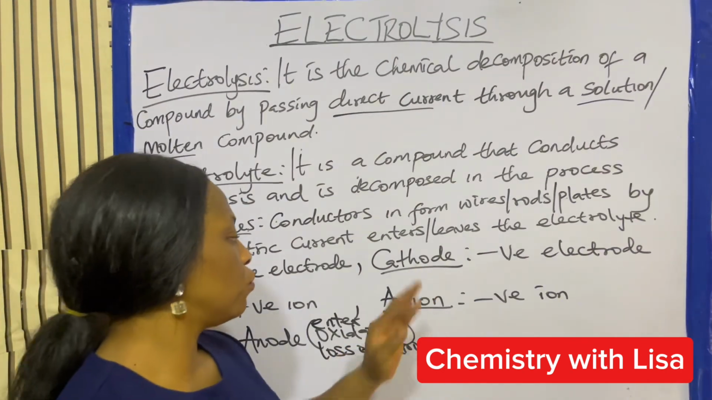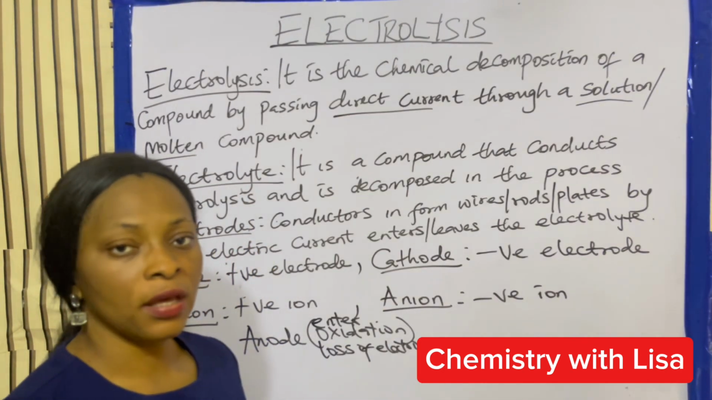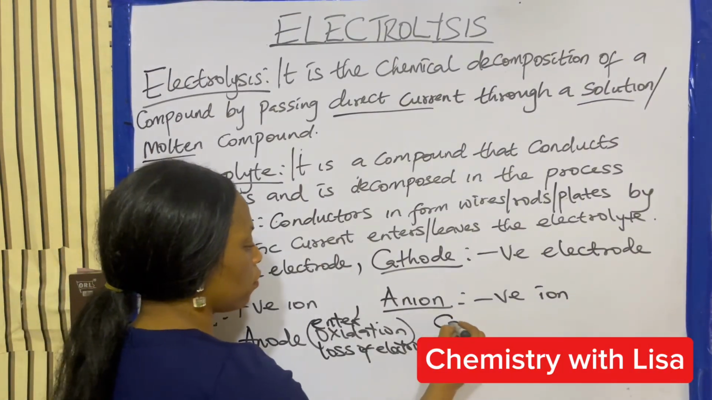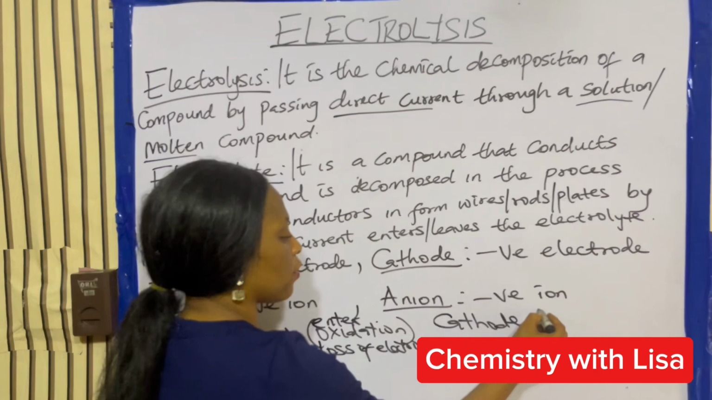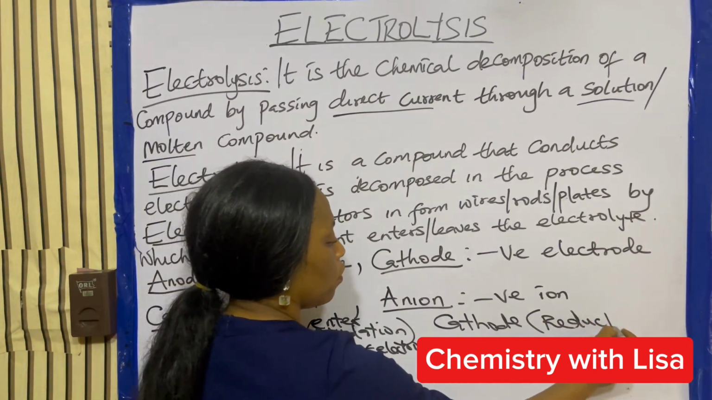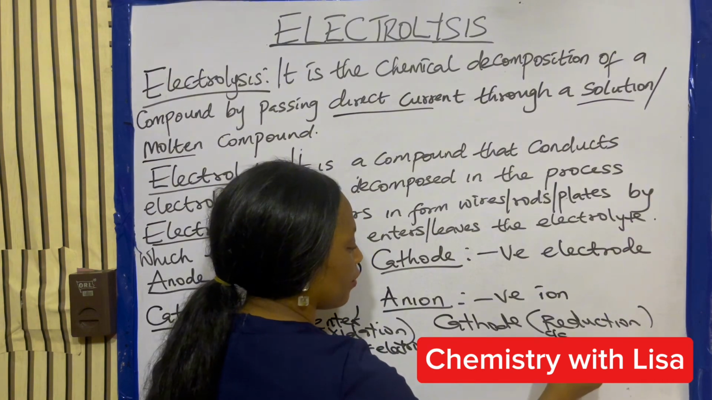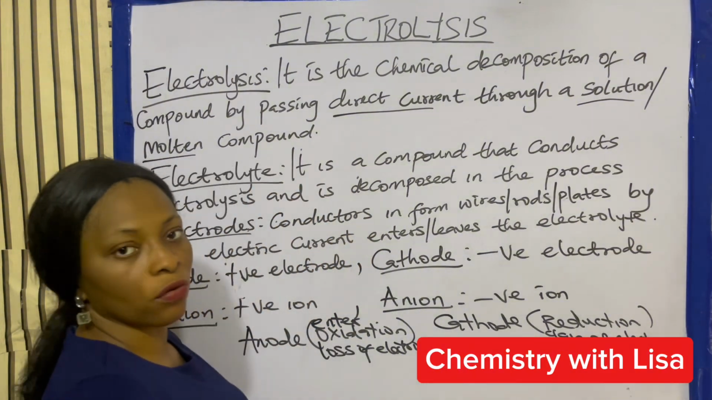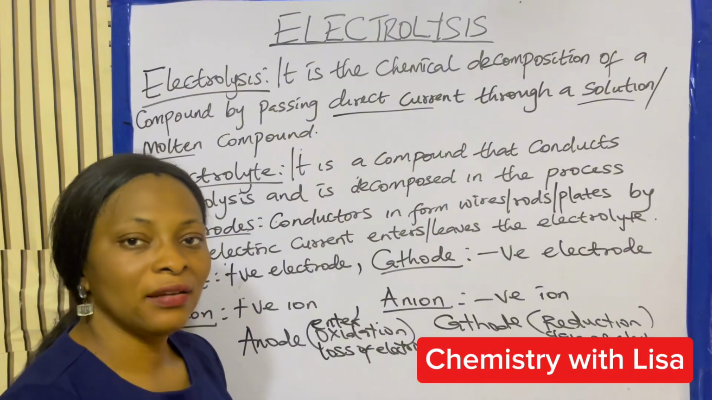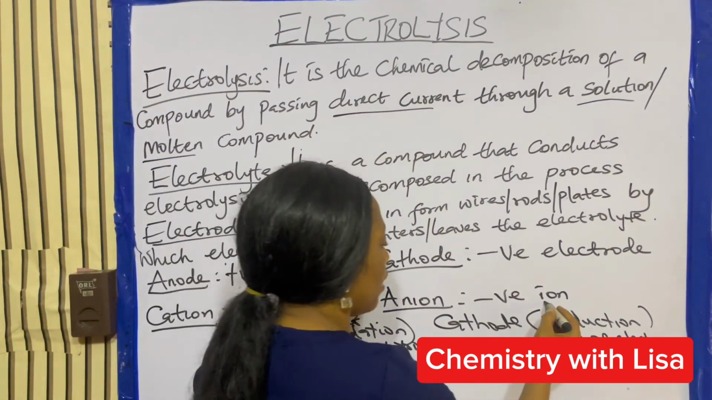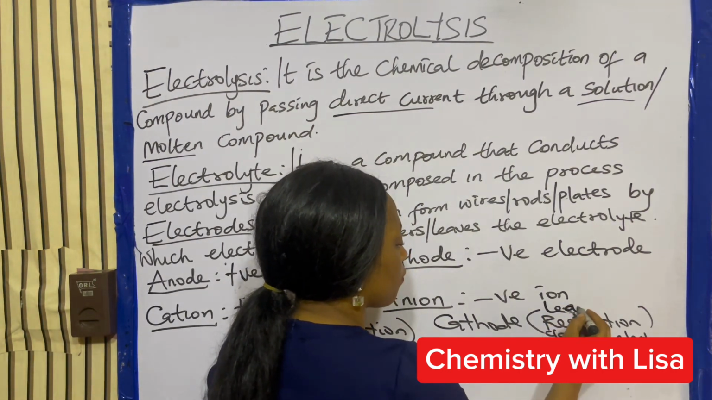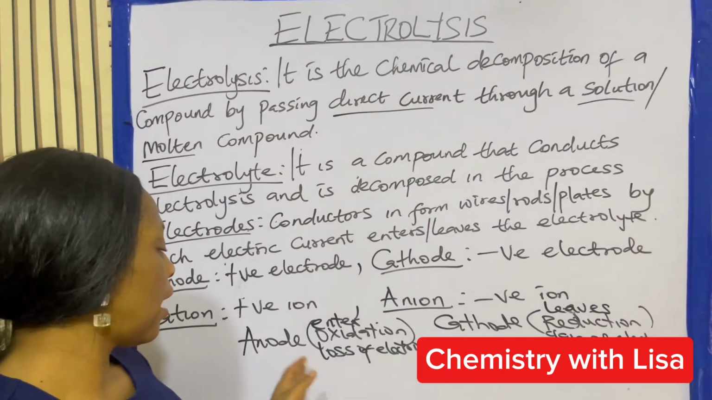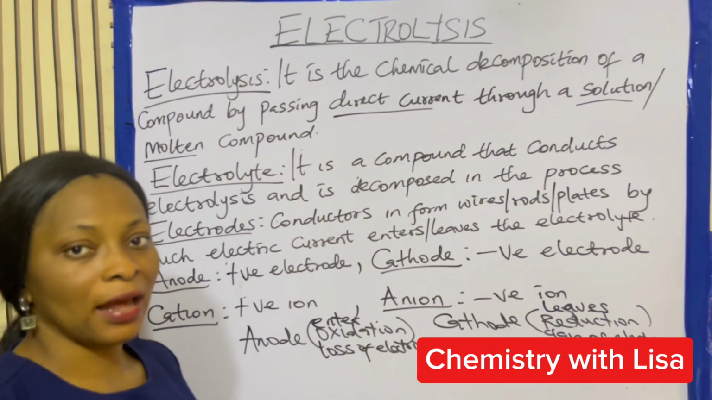Then you have your cathode. What is your cathode? It is a negative electrode. In cathode, what happens is reduction, or gain of electrons. And here, what happens to the electrons? In cathode, electrons leave the electrolyte. But in anode, electrons enter the electrolyte.